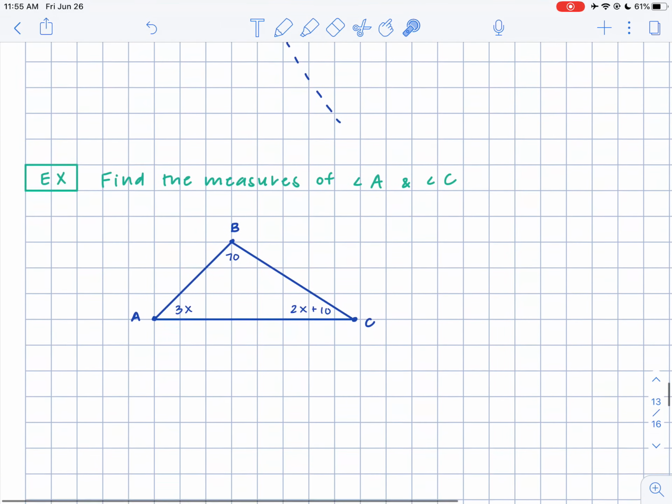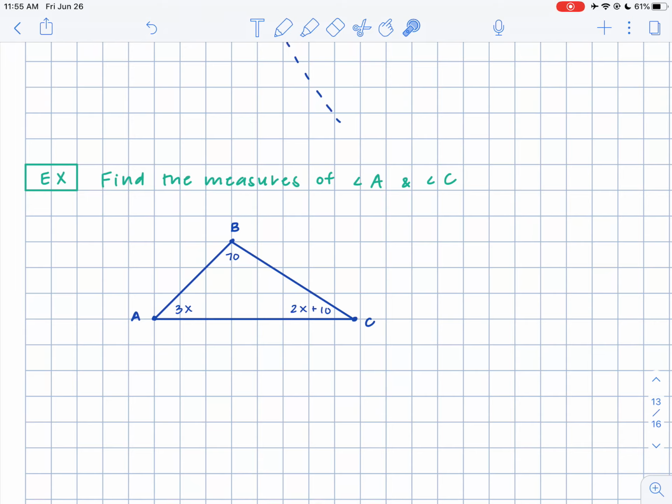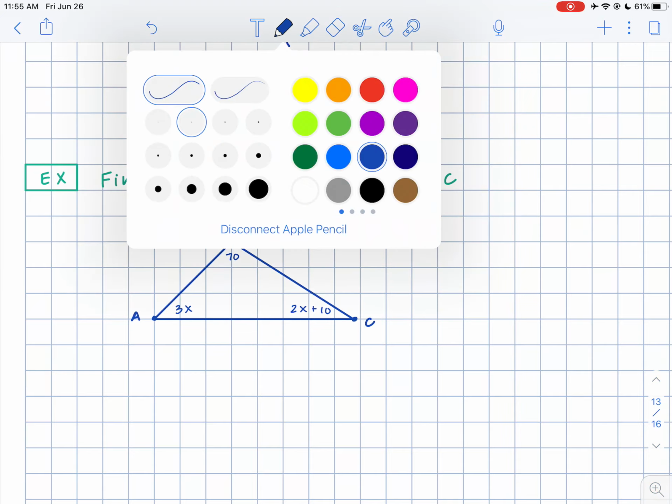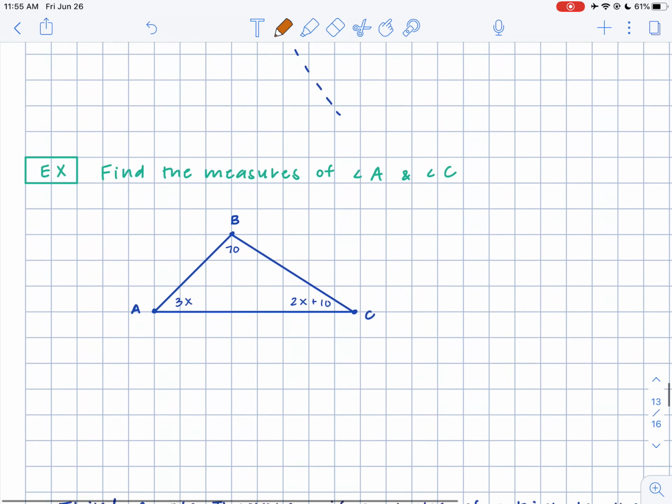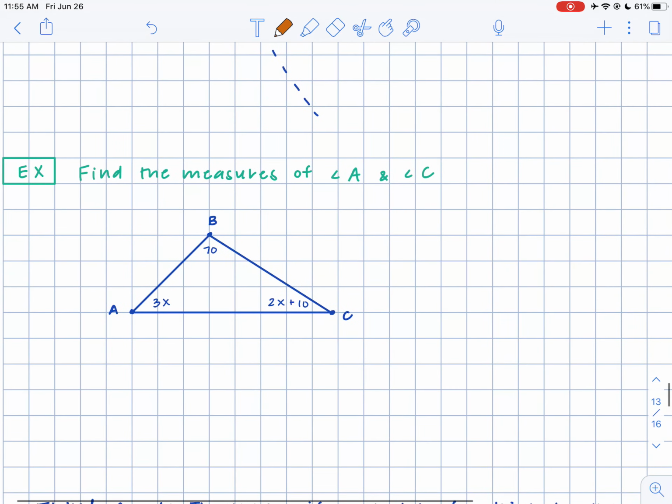Okay, so now let's look at an example. This asks you to find the measures of angle A and C, and we are representing angle A and C with these algebraic expressions. Well, how do we do that? We can apply the angle sum theorem we just talked about. So we know that angle A plus angle B plus angle C should equal 180, okay?